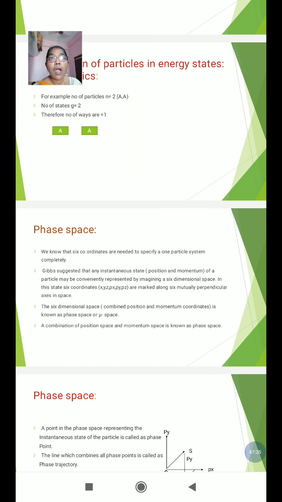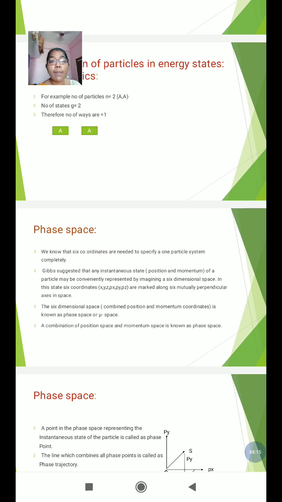In the same way that the coordinate system plays a role in Newtonian or classical mechanics, Phase space plays the same role in statistical mechanics. This concept is suggested by Gibbs. He was the scientist who suggested that if you want to know about the instantaneous state of a particle in a gas container with so many particles, we can use this Phase space concept. This is a completely imaginary concept.